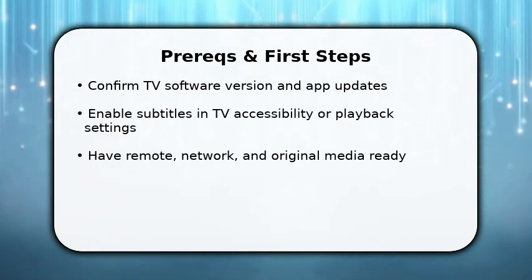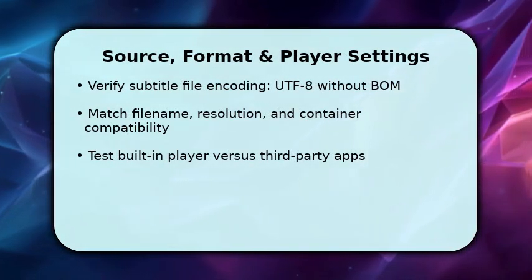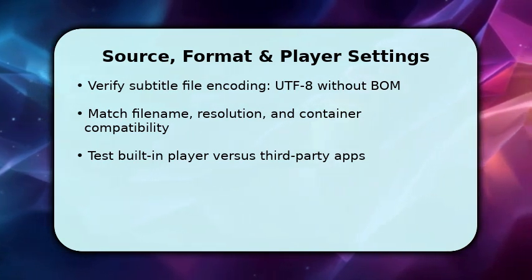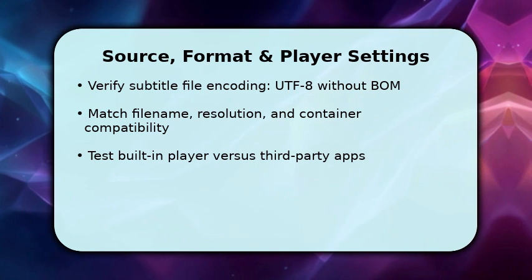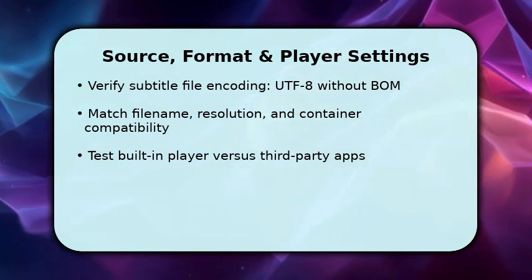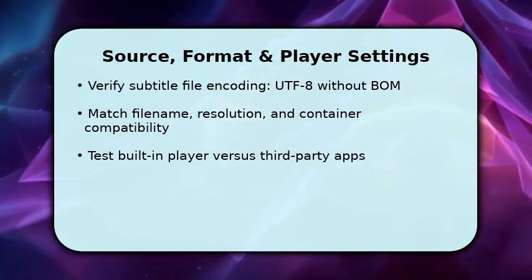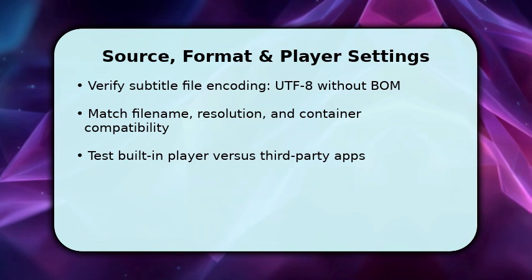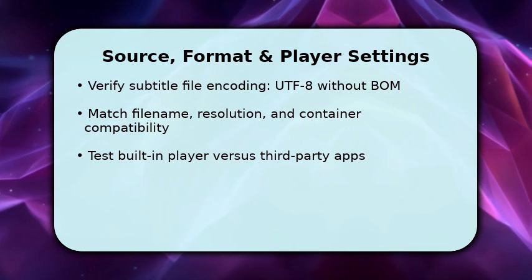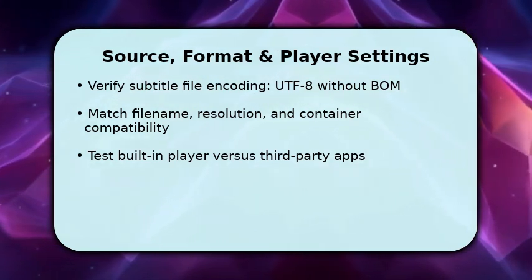Now focus on the how and why of subtitle delivery. You must confirm the subtitle file's encoding, UTF-8, because wrong encoding produces blank or garbled captions. Then check that the subtitle file name exactly matches the video file name so the player auto-loads it. If it doesn't, use the app's manual load option. Also evaluate different players, native player, VLC, or Plex, because some support more containers and font rendering. Once you verify these, proceed to subtitle styling and firmware toggles.